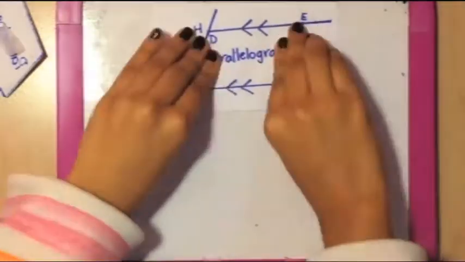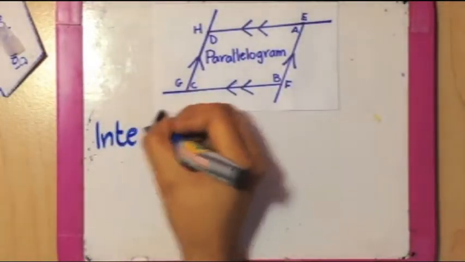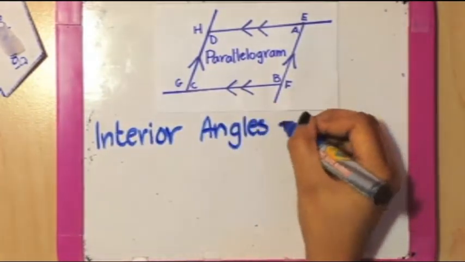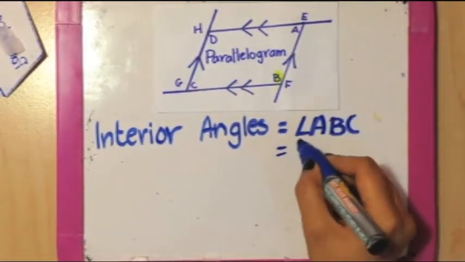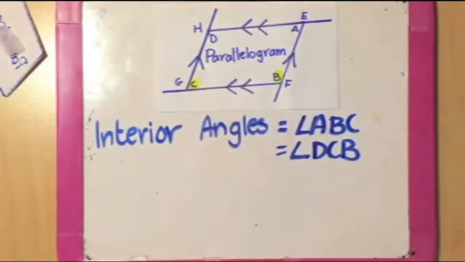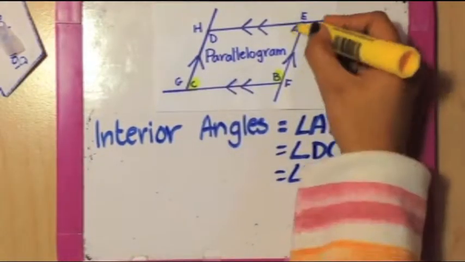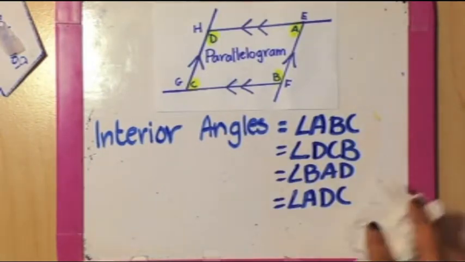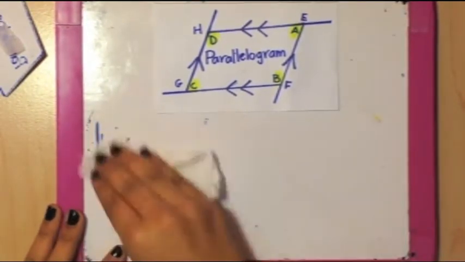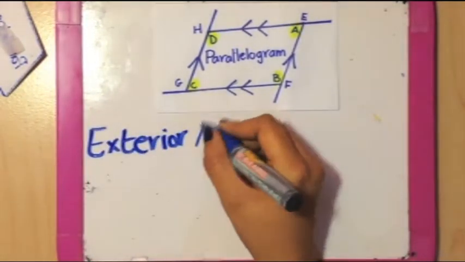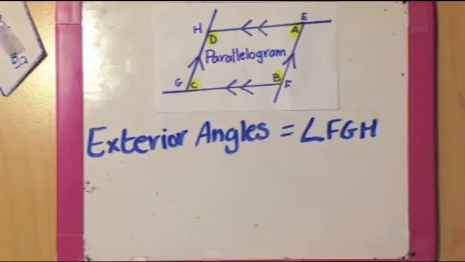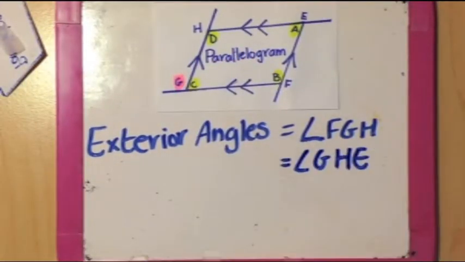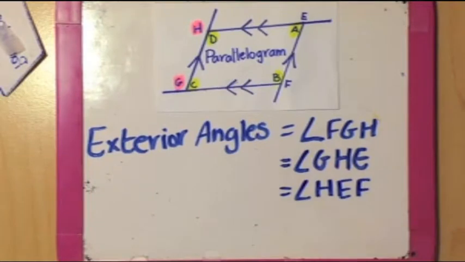Here is the same parallelogram as before. The interior angles of this quadrilateral are ABC, DCB, BAD, and ADC. The interior angles within this quadrilateral are the angles that form inside the shape. The exterior angles are FGH, GHE, HEF, and EFG. The middle letter of the angle is where it starts.